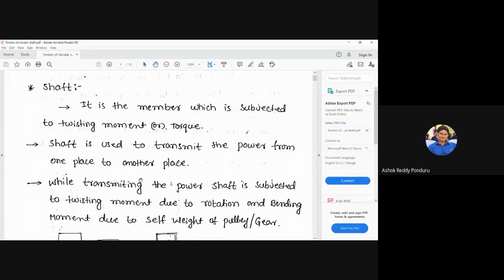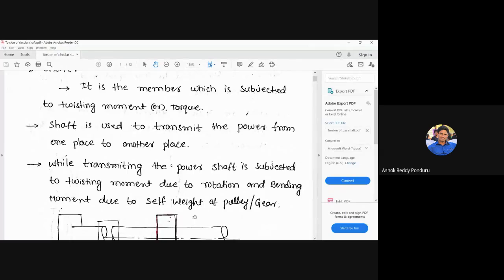And the next point: while transmitting the power, the shaft is subjected to the twisting moment due to the rotation. When the shaft is rotating, it is subjected to the twisting moment, and bending moment due to the self weight of the pulley or gear.